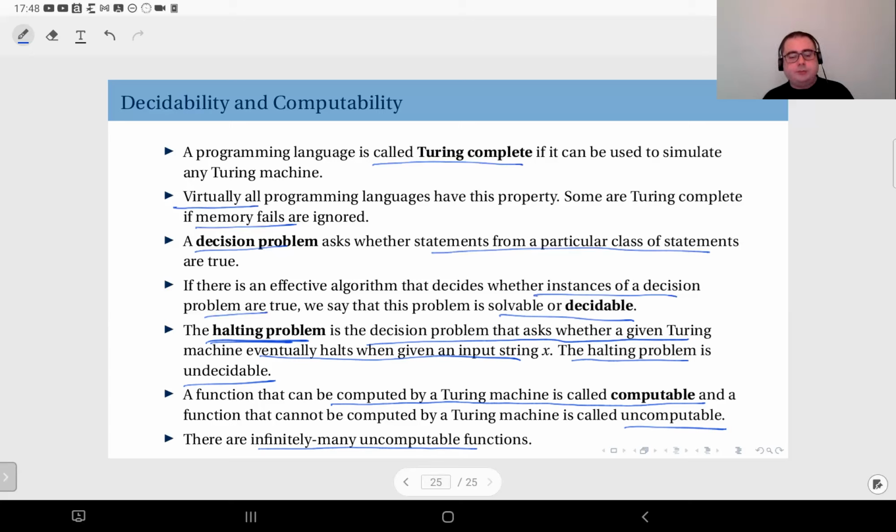But the concept here is that the essential tool or the essential machinery to represent in a mathematical way a computer is a Turing machine. And based on this mathematical model, we can actually classify problems as decidable or undecidable, or problems or functions as computable and uncomputable.